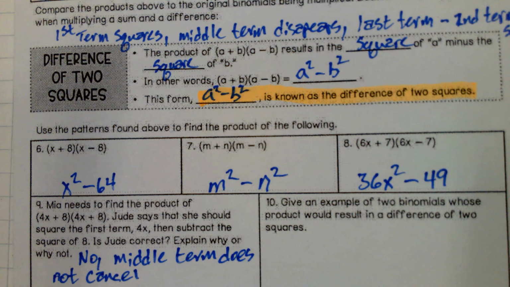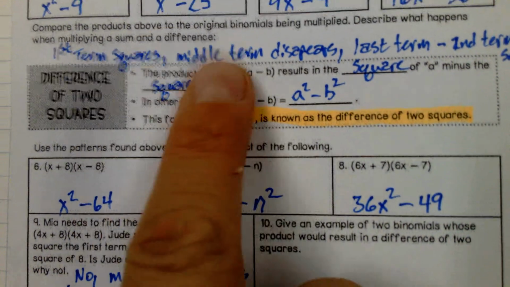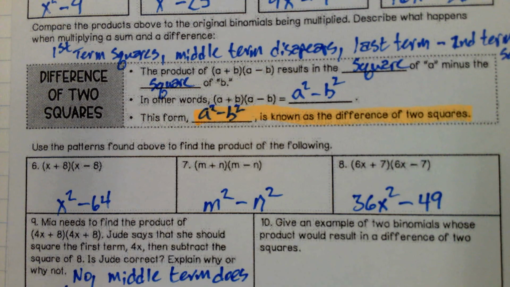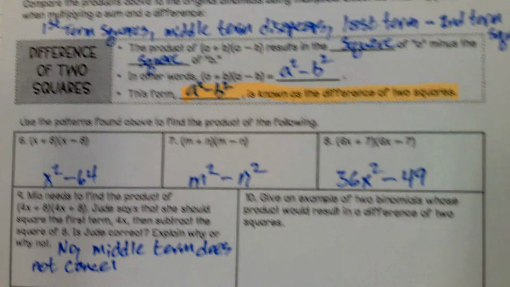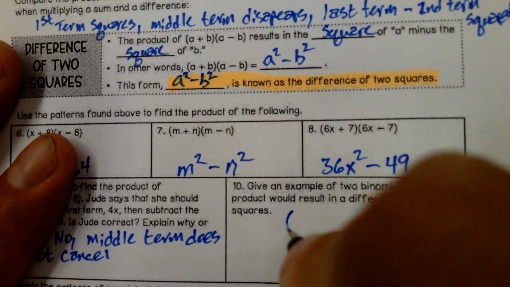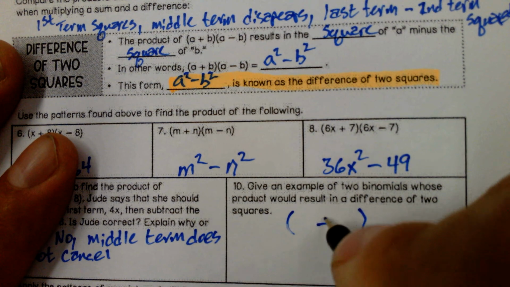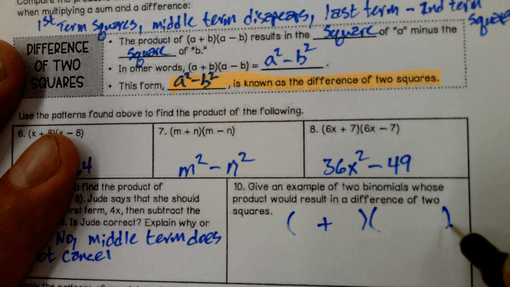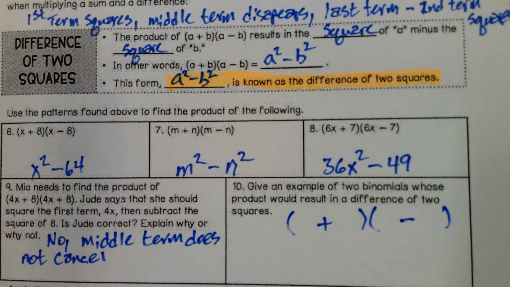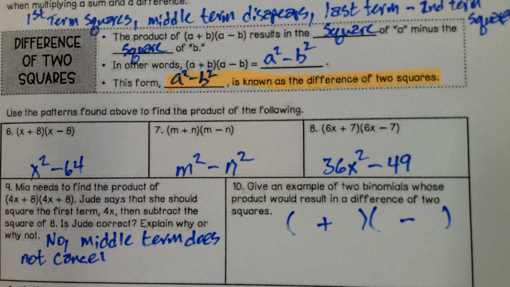All right, so give an example of two binomials whose product would result in a difference of two squares. So basically, make up your own problem that would follow this pattern. Make up your own and find the answer. It should look something like this. Whatever you like.